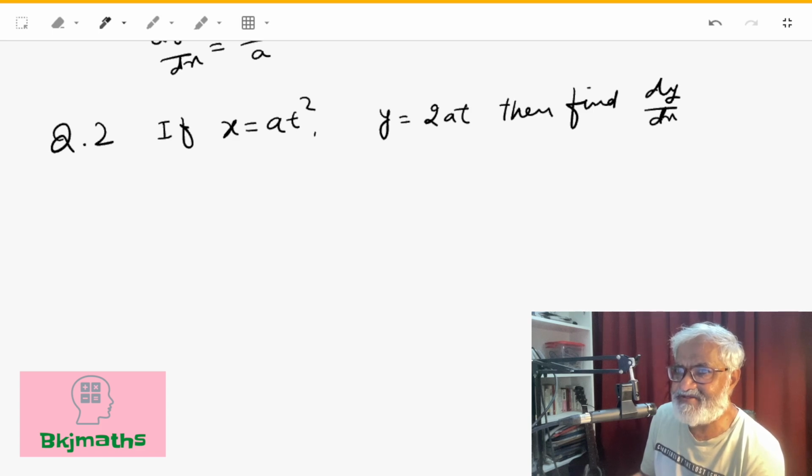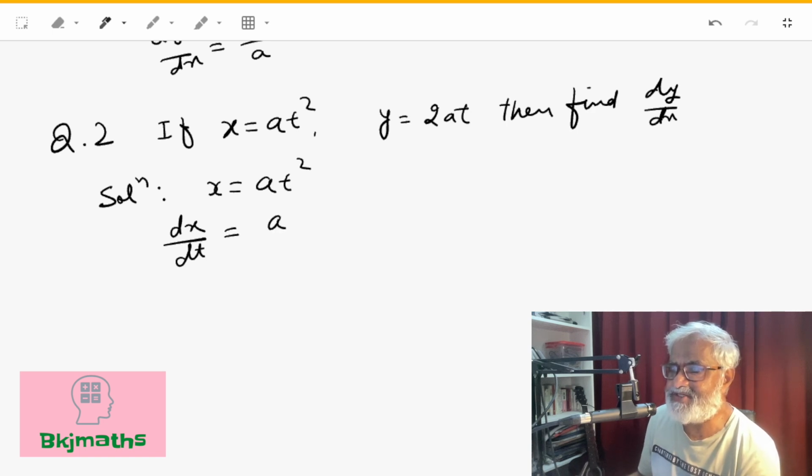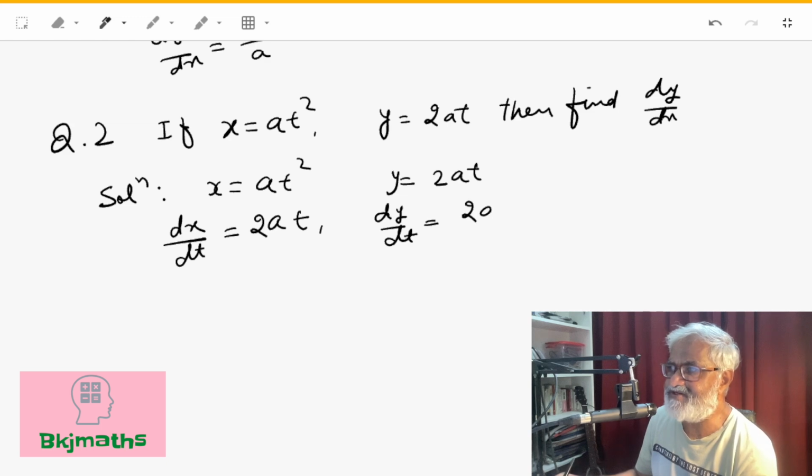So x equals a t square. Differentiate with respect to t. dx by dt equals a is the constant, differentiation of t square is 2t, so twice a t. Now y equals 2at. Differentiate with respect to t. dy by dt equals 2a constant, differentiation of t is 1.